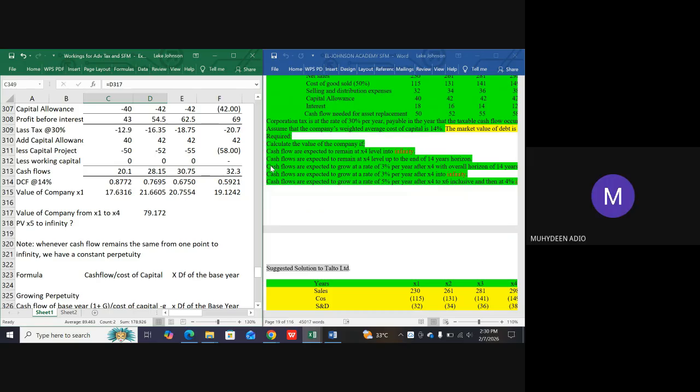Okay, so cash flows are expected to grow at a rate of 3% per year after year 4, with an overall horizon of 14 years, right? Yeah, right? Do you see that, of 14 years? Yes, sir. Okay, so that's one.